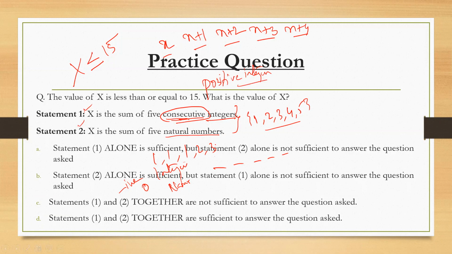Raghavan got it. What about the rest of you? If you combine both of them together, there is only one scenario, where you will have 1, 2, 3, 4, 5. Only one scenario. Now, what is the value of x here? The value of x is the summation of it. That is 15. So we are getting a definite answer when we take both statements together. So the answer should be D.